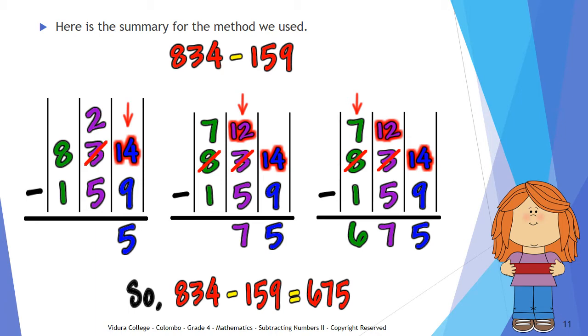Can you subtract 1 from 7? Of course we can. The answer is 6. So 834 minus 159 is 675.